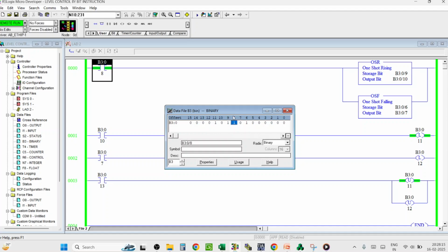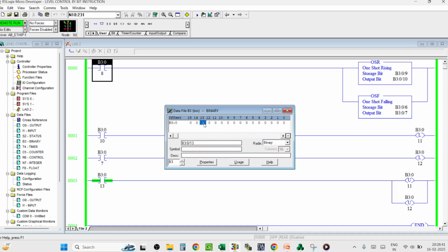See, bit number 8 is high, then bit 10 was high for one scan cycle, and because of that bit number 11 is high. Now if I make bit number 8 low, then you can see bit number 7 was high for one scan cycle, and because of that bit number 12 is high now. And now I'm going to reset both the bits.